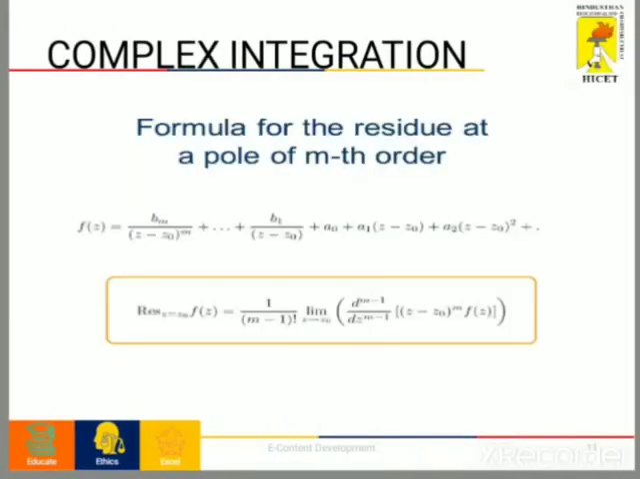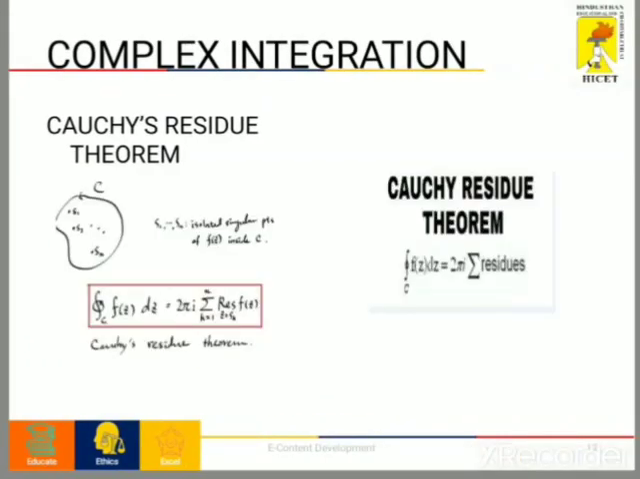Next, let me explain the formula for the residue at a pole of mth order. For a given f of z, the residue of f of z at z equal to z naught equals 1 by m minus 1 factorial, limit z tends to z naught, d power m minus 1 by dz power m minus 1 of z minus z naught, the whole power m, into f of z. So, these two are the residues at a simple pole and at a pole of order m.